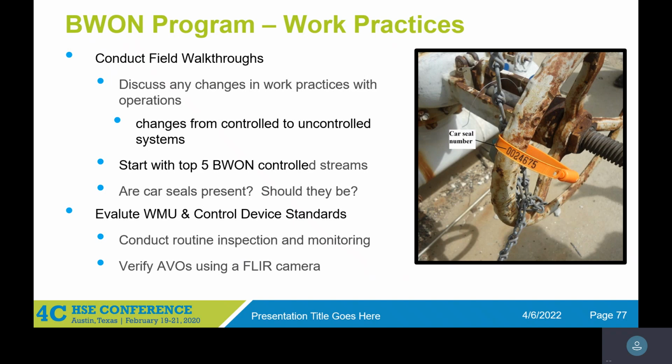They focus a lot on car seals and on bypasses too. They look, okay, where are all your bypasses? When did you lose control? Why did you lose control? What do you do about it? Did you report it correctly?